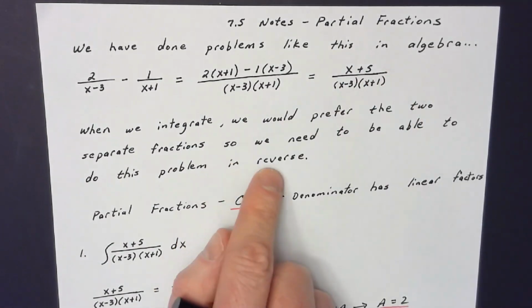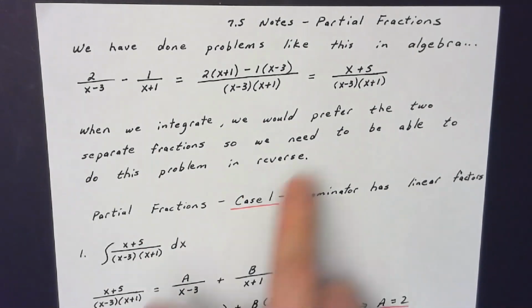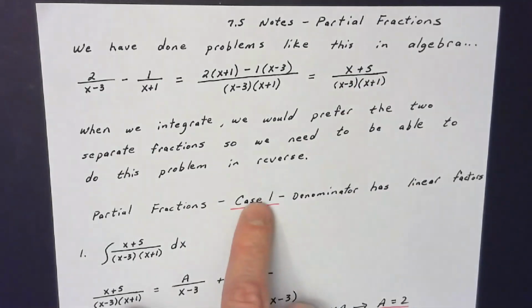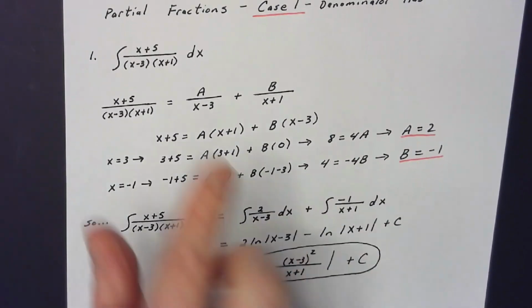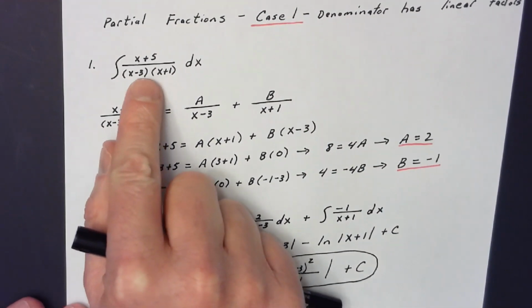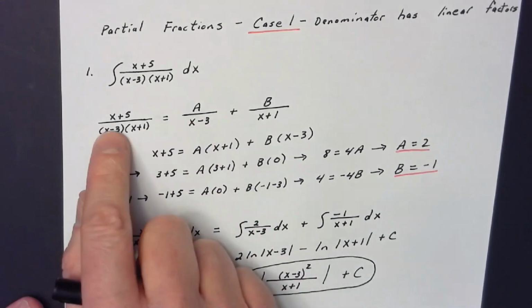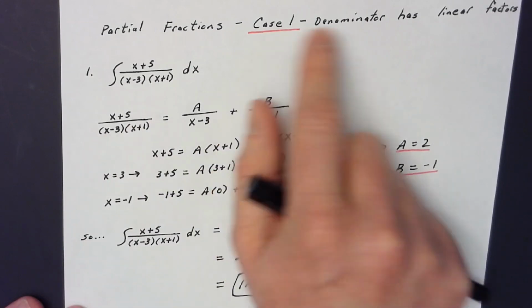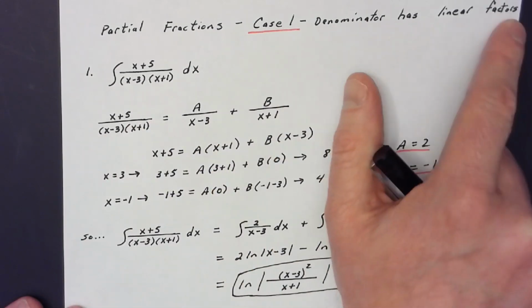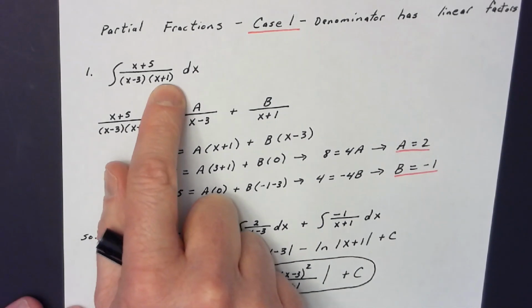So we need to do these problems in reverse for what we're doing in our class. So partial fractions, case 1. All I'm doing is looking back at this problem in case 1 and showing you how it would work out. So let's say we started with that integral of x plus 5 over x minus 3, x plus 1, and we're integrating that with respect to x. The first thing I would have to do is decompose the fraction into its component partial fractions. The way we do that, and case 1 is always when your denominator only has linear factors. Well, this denominator certainly has linear factors: the linear factor x minus 3 and the linear factor x plus 1.